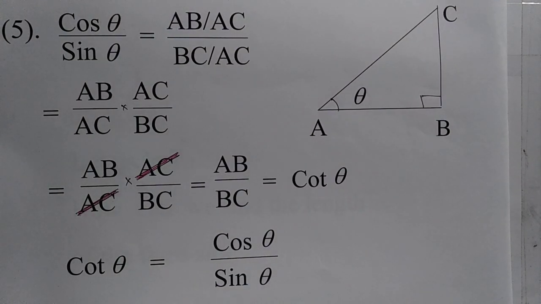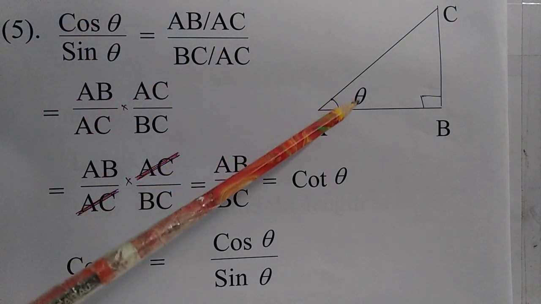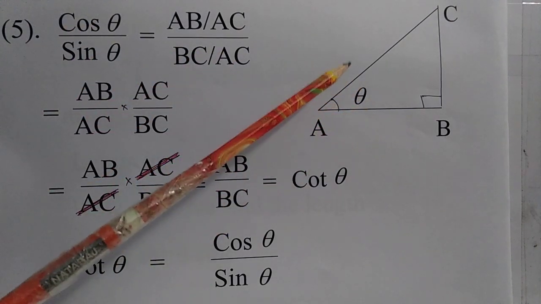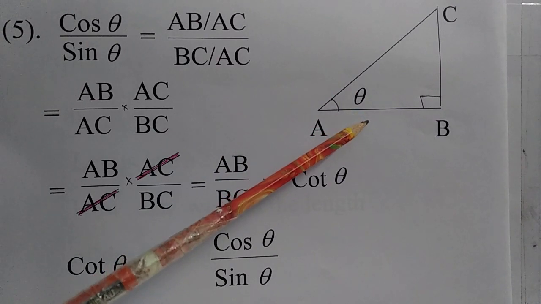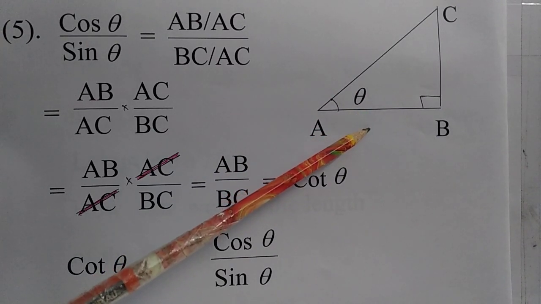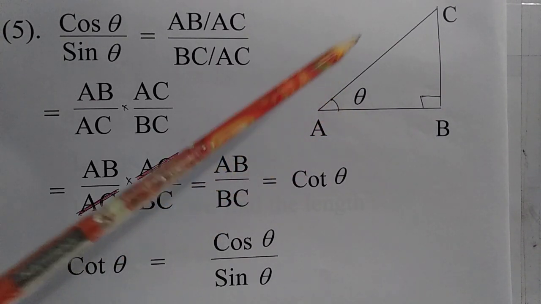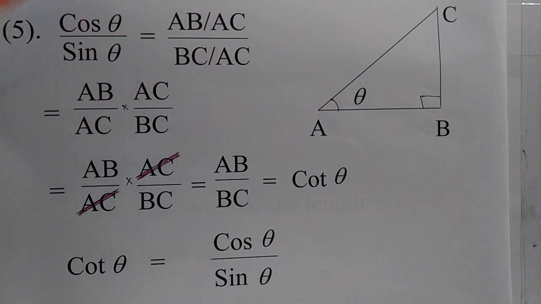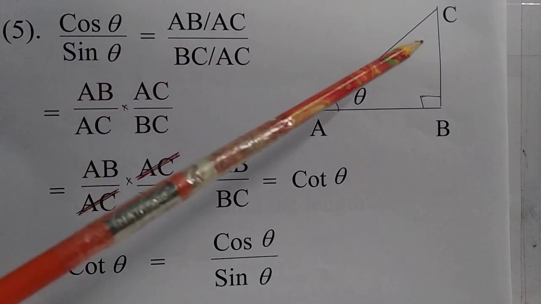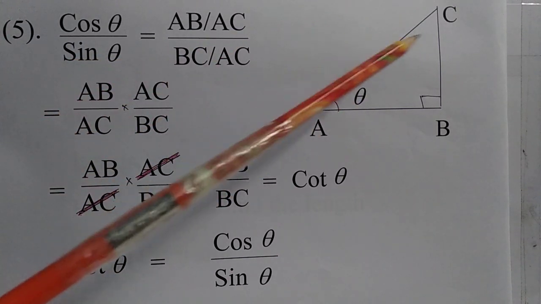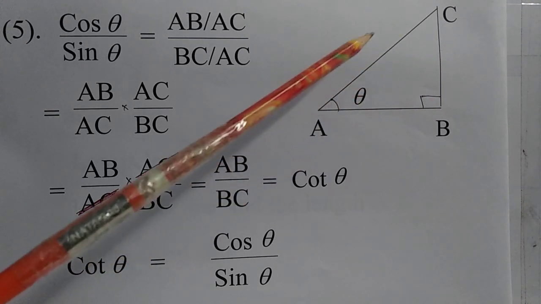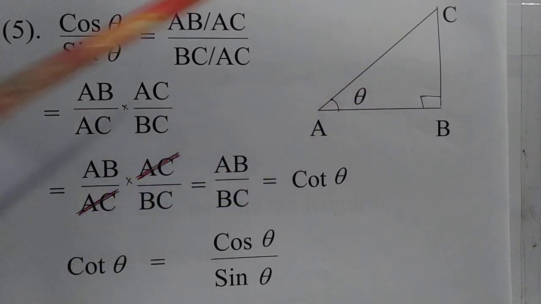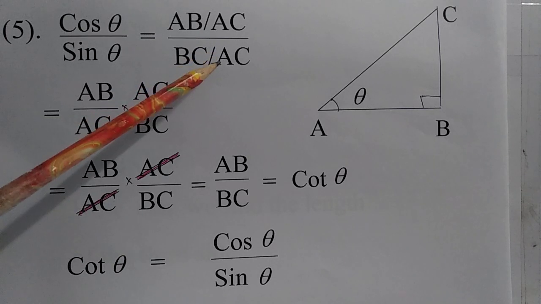Fifth relation, cos theta by sin theta. Cos theta is defined as adjacent side to theta by hypotenuse. Here adjacent side to theta is AB and hypotenuse is AC. So cos theta equal to AB by AC. And sin theta is defined as opposite side to theta by hypotenuse. Opposite side is BC and hypotenuse is AC. So sin theta equal to BC by AC.